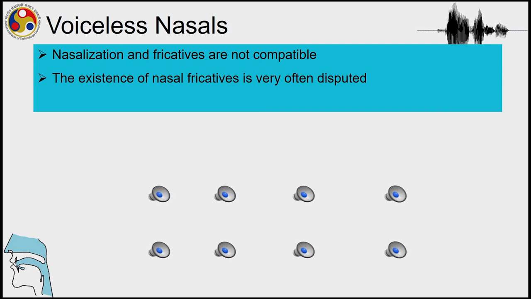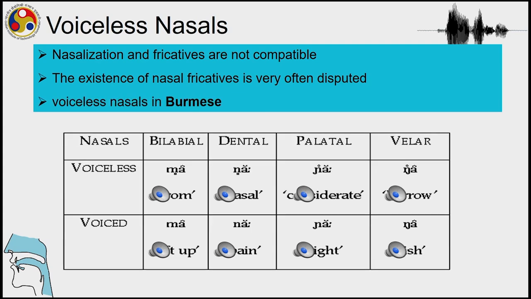However, it's possible to have nasals which are voiceless. These are voiceless nasals from Burmese. Burmese can have contrastive nasals, which are along the places of articulation of bilabial, dental, palatal and velar. And in all these places of articulation, they can contrast based on the state of the glottis, that is voiceless versus voiced. So, Burmese has voiceless and voiced nasals in all the places of articulation possible for the nasals, that is bilabial, dental, palatal and velar.